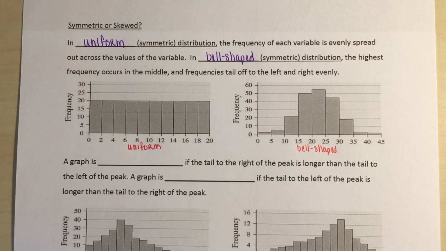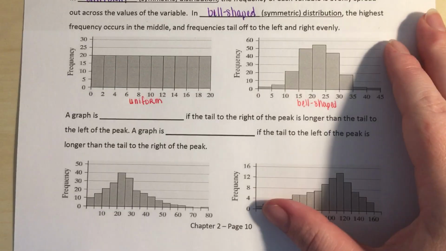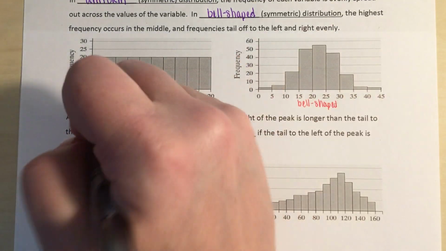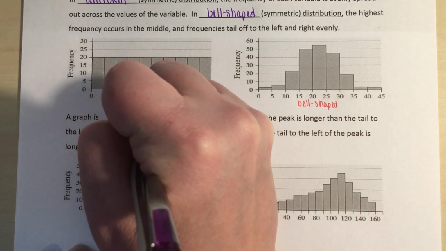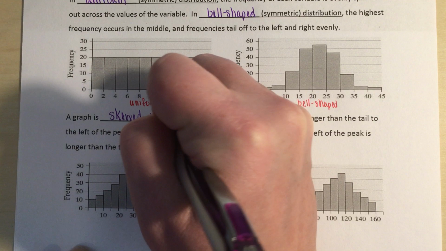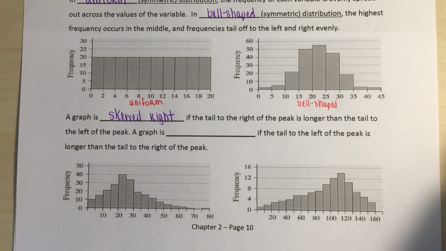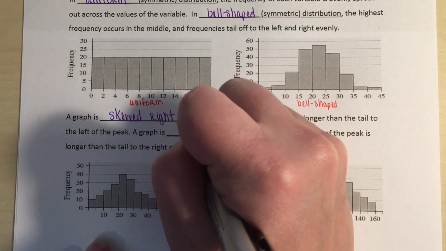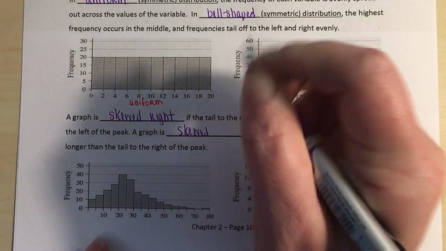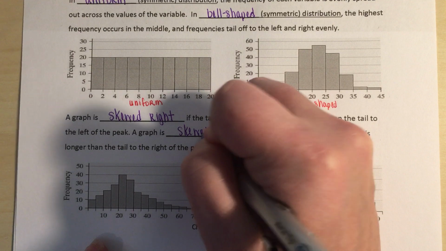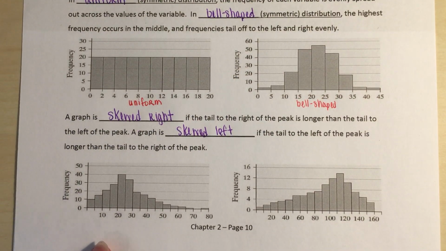Right. If our graphs are not symmetric, then we say that they are skewed. Right? And we are going to say that a graph is skewed right if the tail to the right of the peak is longer than the tail to the left of the peak, and it is skewed left if the tail to the left of the peak is longer than the tail to the right.